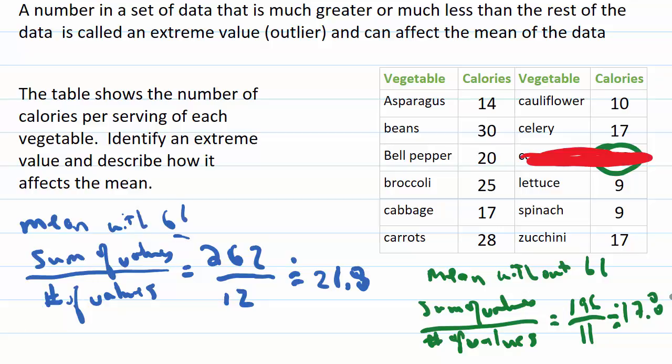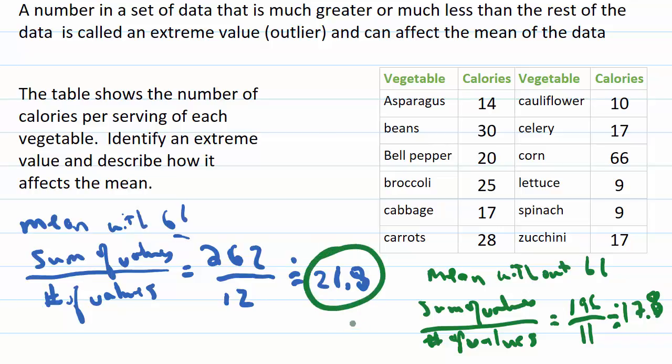So the extreme value increases the mean by about 4, because the mean without the extreme value in it is 17.8, and the mean with it in is 21.8, so that huge value of 66 pulls the mean from 17.8 to 21.8. Alright, so in practicality you could look at this and say, if you're a nutritionist, talking about being healthy and eating good vegetables and fruits, 21.8, maybe that's a lot of calories, so maybe vegetables aren't all that healthy.